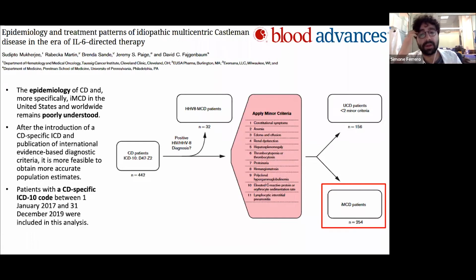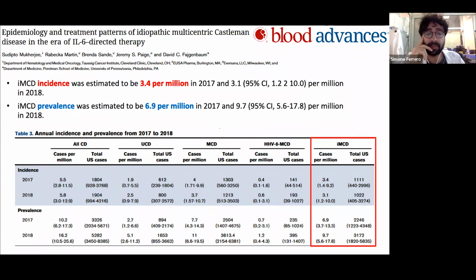So what is iMCD and what is its epidemiology? There are not many clear data about the epidemiology of this rare disease. But recently, a paper has been published in Blood Advances with some interesting epidemiological data from 11 states of the United States. The epidemiology may be clearer thanks to the advent of a Castleman disease specific ICD-10 code. We can estimate from these data, which are the only published data, an incidence of iMCD in the United States of 3.4 cases per million. So it's a rare disease, with a prevalence of about 7 cases per million.